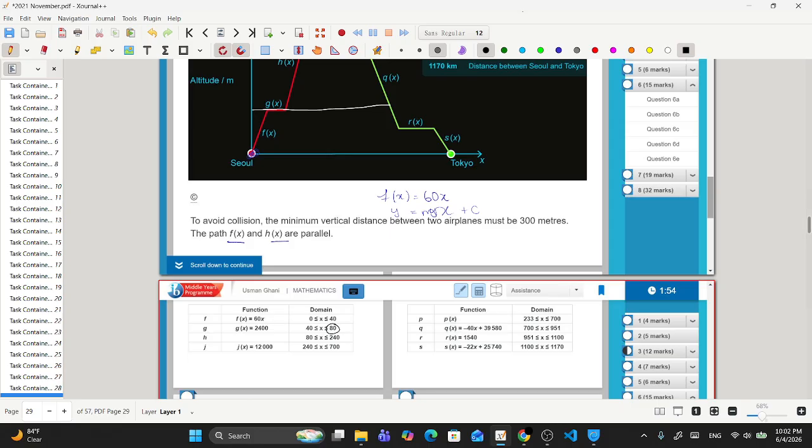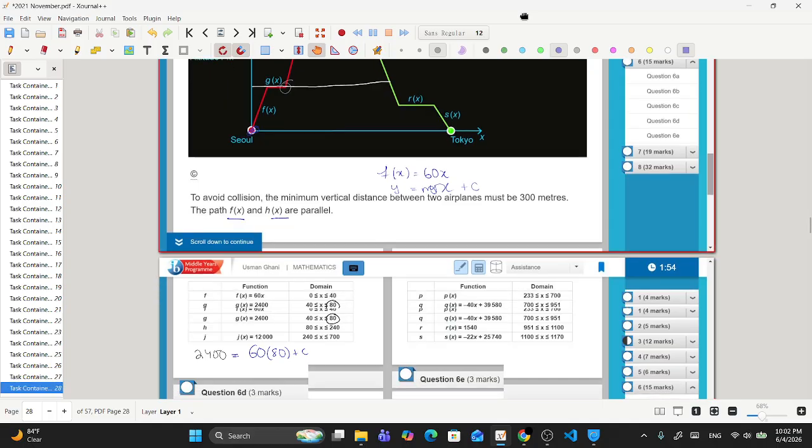So we can say that basically 2400, because this is where g of x ends and h of x starts, right? So 2400 equals 60 into 80 plus c, as 80 is the domain, right? So if you were to solve the value for c, what would you get?